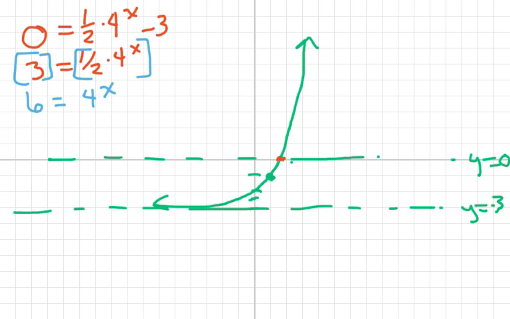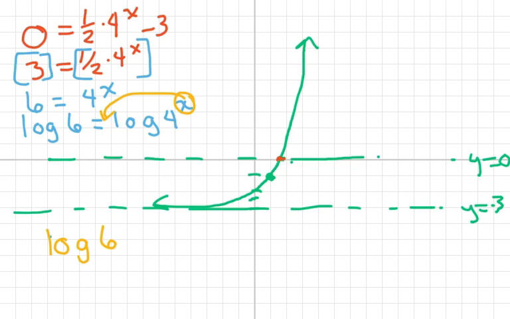I'm going to take the logs of both sides. So I take log of 6 equals log of 4 to the x. Now I'm going to use my power property and bring the x down here. So I get log of 6 over log of 4, and that's going to equal your x.